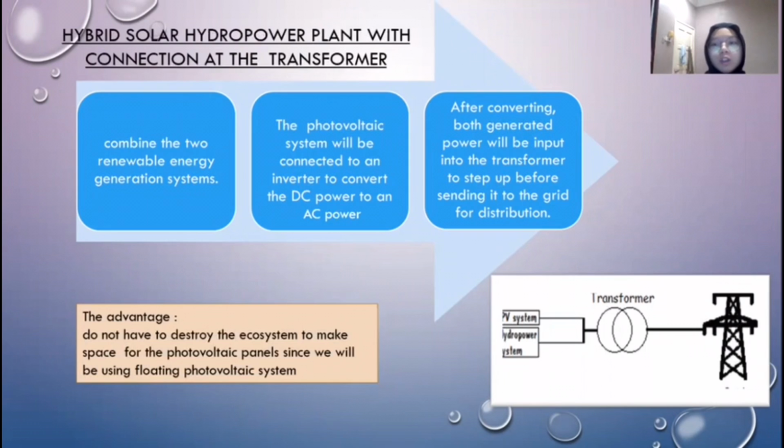So now I'm going to present the hybrid solar hydropower plant with connection at the transformer. This is the second modification. First of all, what we're going to do is combine the two renewable energy generation systems.